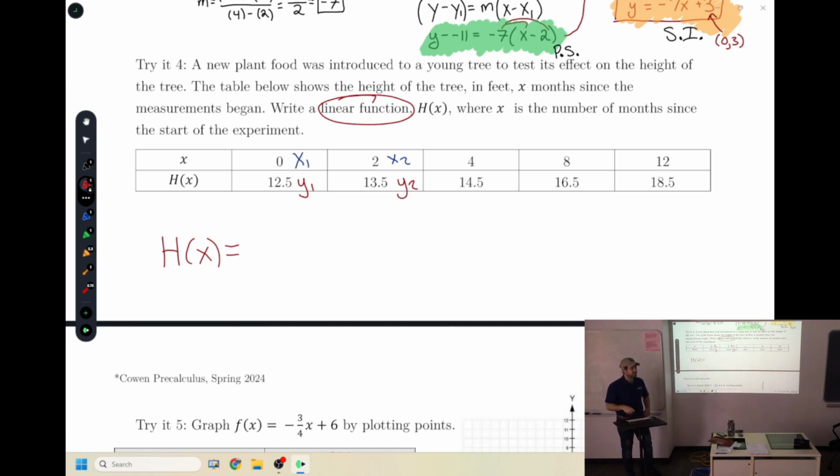Did anybody just do that real fast while I was talking? What is it? One half x plus... That makes sense to me, because you went over 2 and up 1.